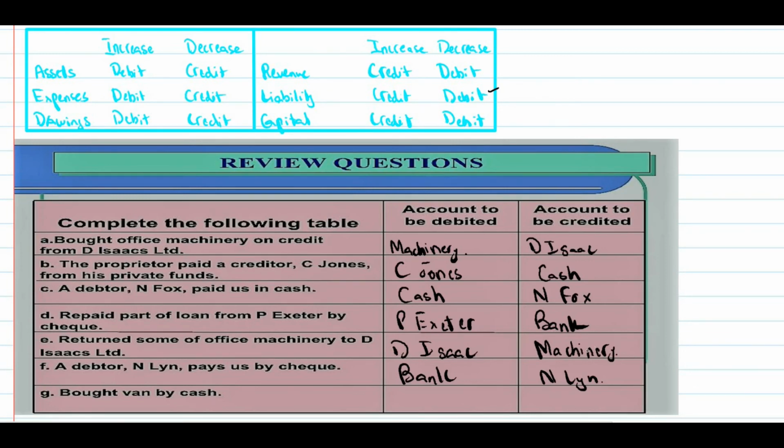Now let's move on to the last part, which is part G. It says bought van by cash. Now van is an asset, and if it increases, then van would be debited, whereas cash is an asset as well. However, cash is decreasing, therefore cash would be credited.